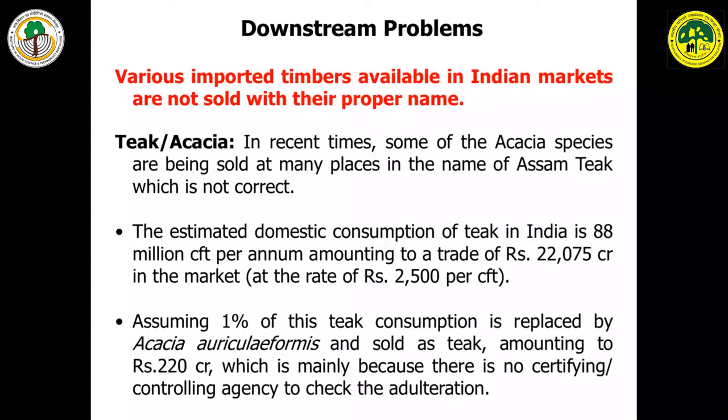As a rough estimate, we have calculated that if 1% of the teak consumption is replaced by acacia, then around a total of 220 crores is the value of that replacement, because acacia is very cheap compared to teak in the Indian market. So this kind of adulteration should always be checked.